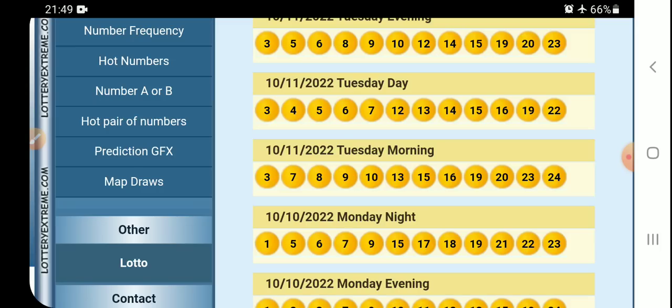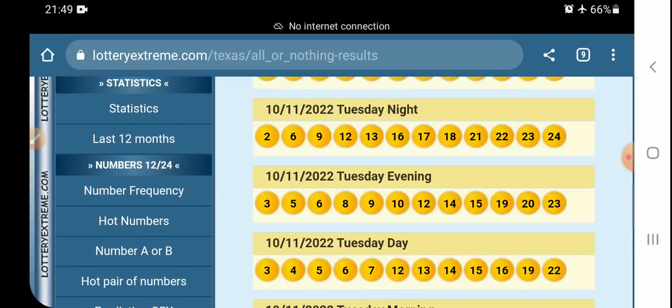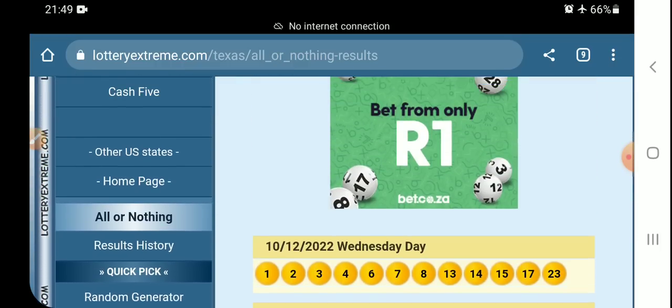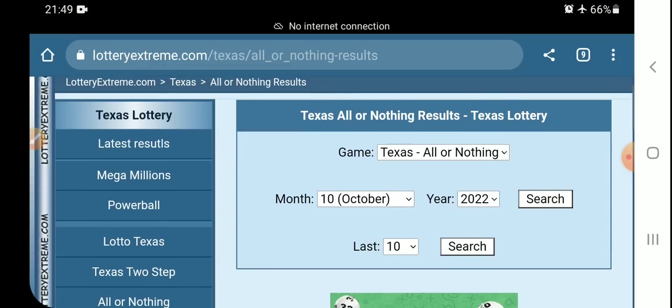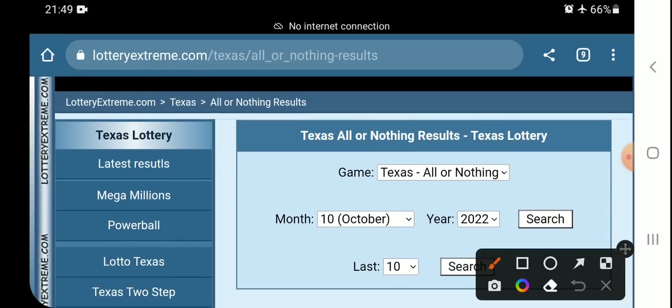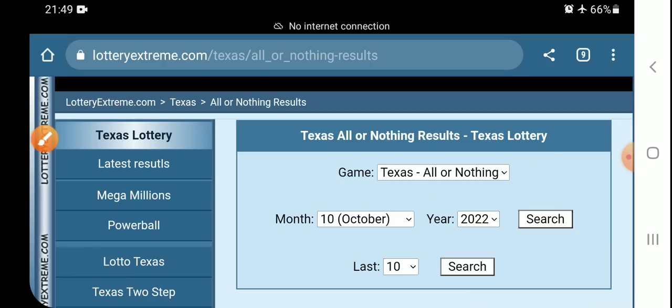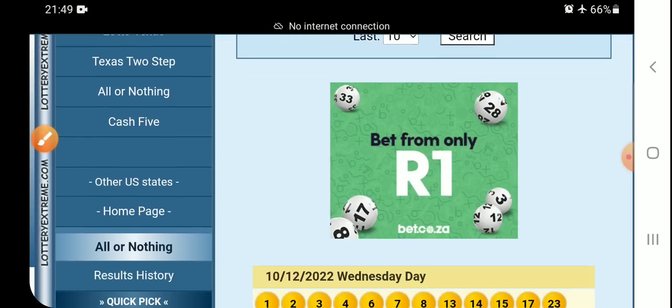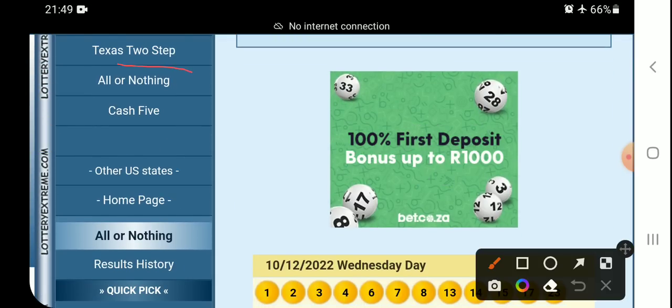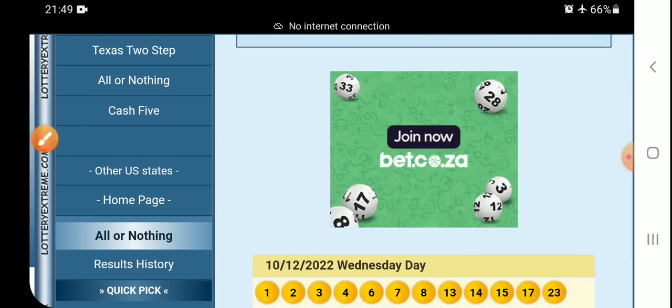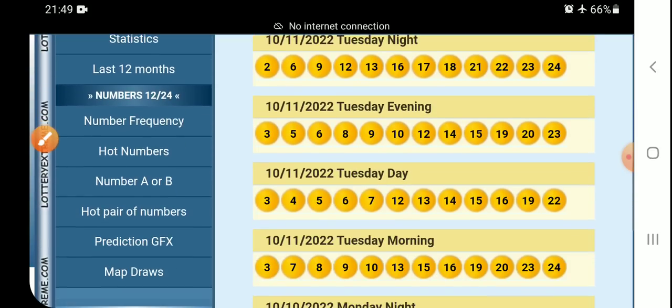We are going to do another different lotto that we have not done in a long time. We are going to be doing the Texas All or Nothing. I saw it in your requests in the comment section, so we are going to do it. Texas All or Nothing. This is from the United States of America.